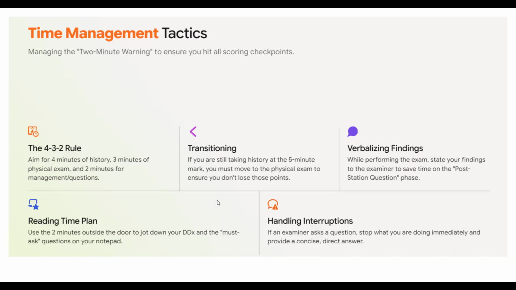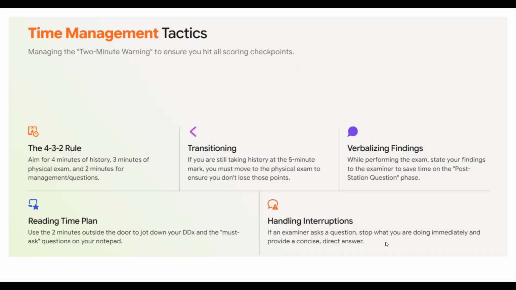If you enter and you don't know what you're doing, you're going to be all over the place, and this is going to negatively impact your overall score. Make sure you take your time to know what you're going to do inside the station.